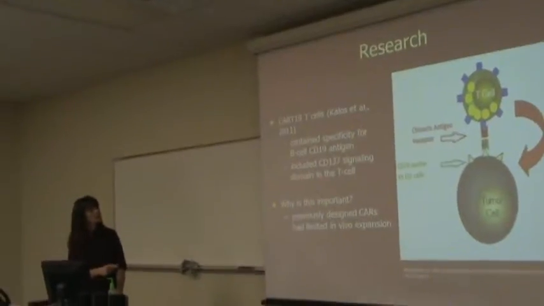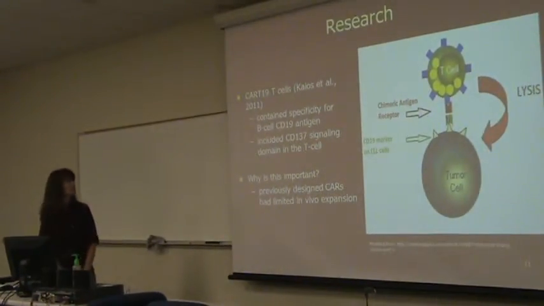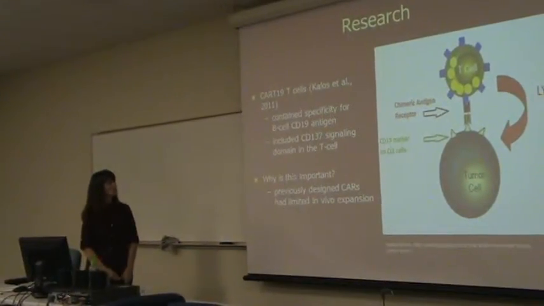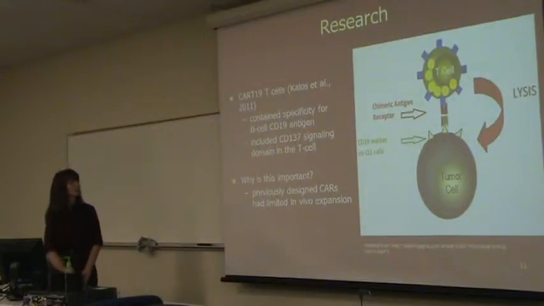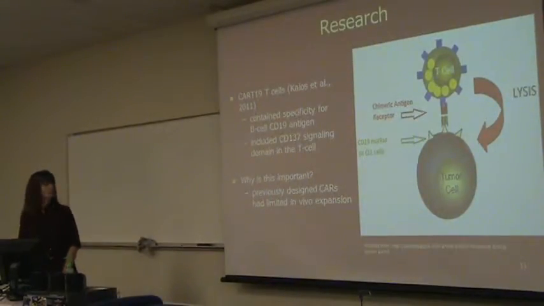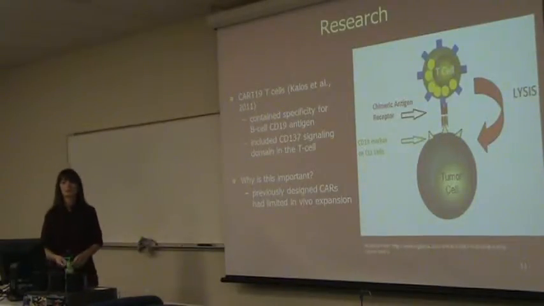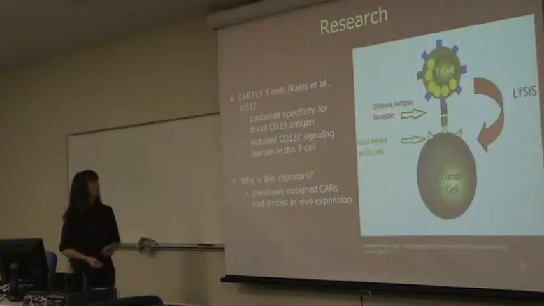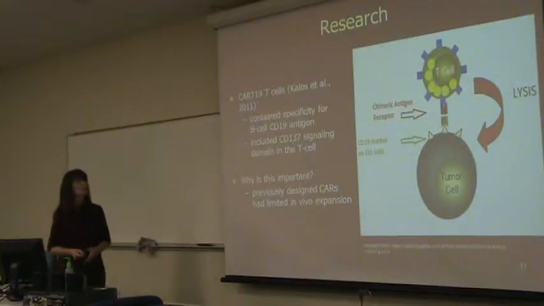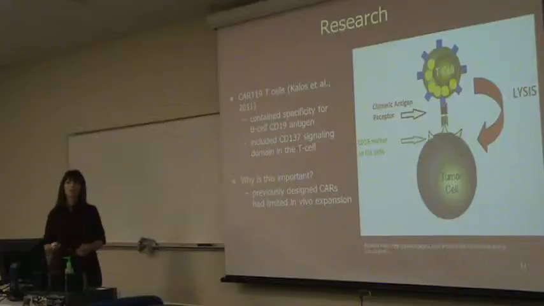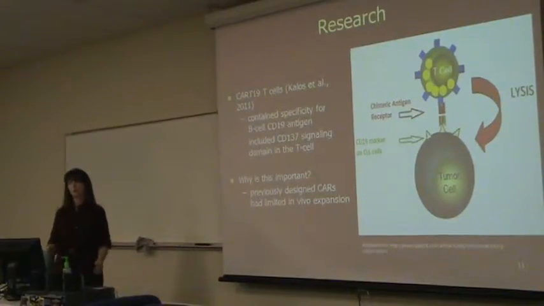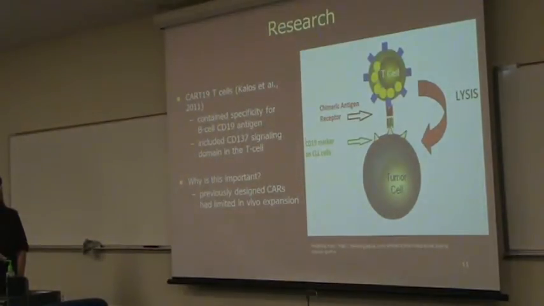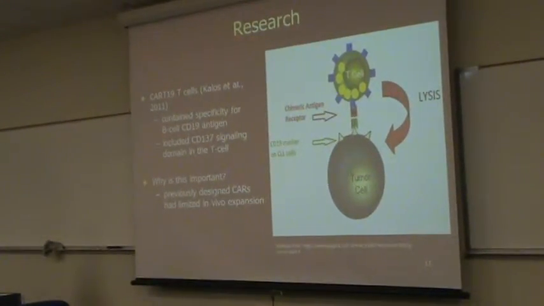CD19 is because they contain the specificity for CD19 on the B cells. Another important item about the T cells was that they included a CD137 signaling domain. The reason this is important: previously, researchers had developed chimeric antigen receptor T cells, but they found that once they were infused into the patients, they were not able to survive for a very long period of time, and their function was limited to a very short window, so they didn't get the effects from those T cells that they had hoped for.